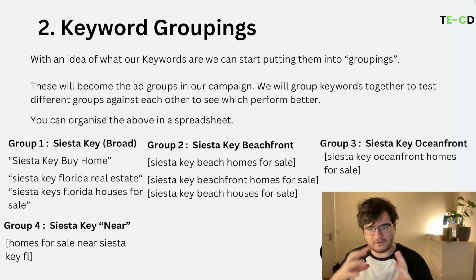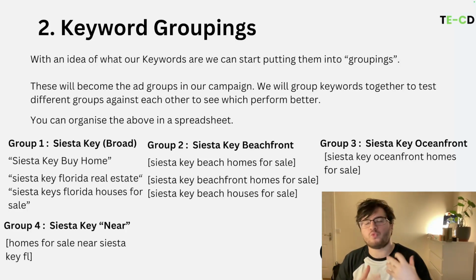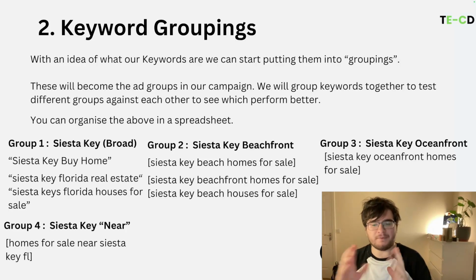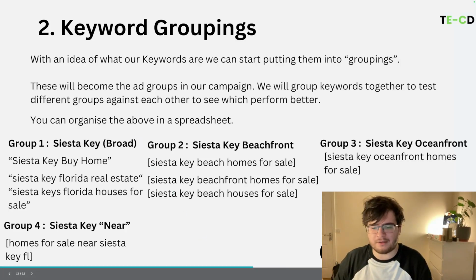So we basically group similar concepts or ideas together to test different groups against each other. We're looking for which of these groups will have better performance overall, and we turn off the ones that are not performing as well. And you can organize them in a spreadsheet. So I have a spreadsheet attached. We're going to look at it in a sec.